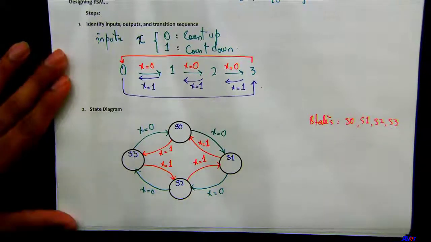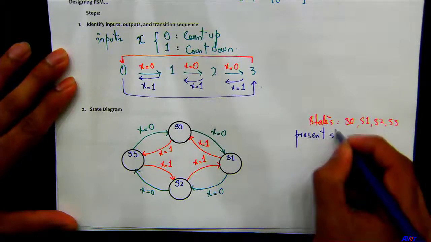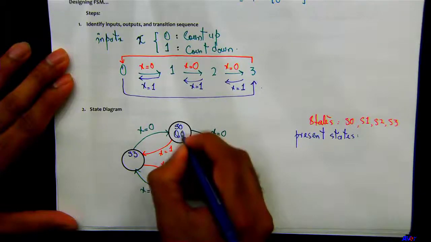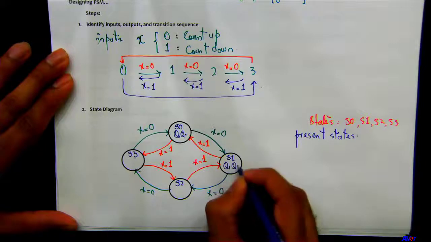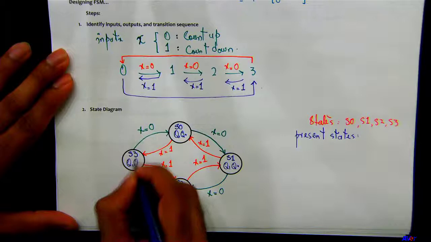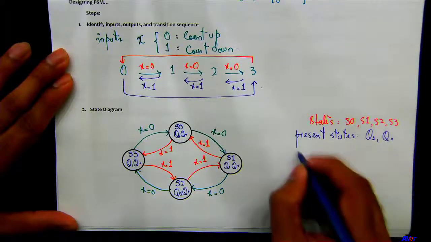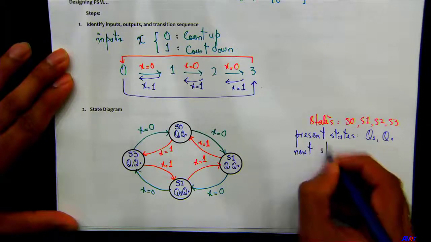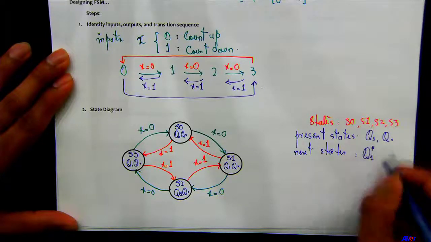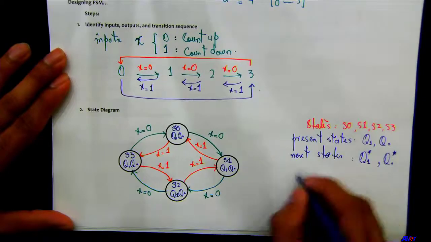Your present states are basically Q1 Q0, Q1 Q0, Q1 Q0, Q1 Q0. So those are Q1, Q0. Your next states are going to be Q1*, using the asterisk sign, and Q0* here. And then you've got your input, which is X.